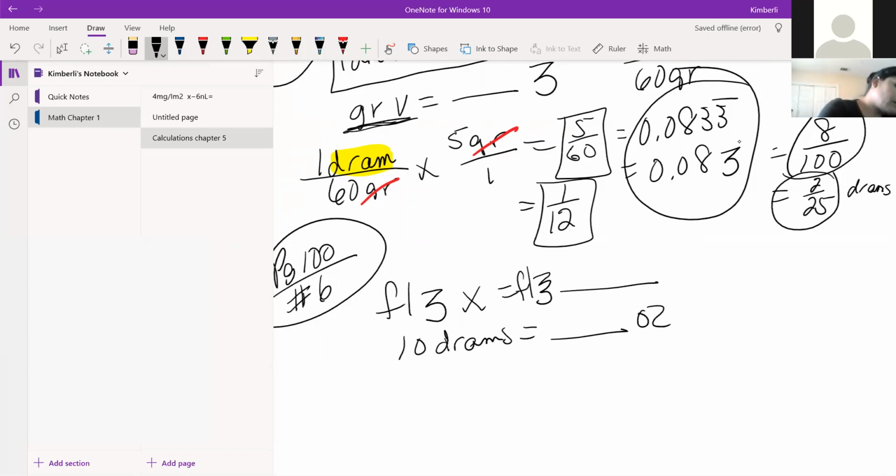Okay, so going back to our conversion equivalency on page 99, it says that there are 8 fluid drams in 1 fluid ounce. Okay, so I want to end up with ounces. So I'm going to put the 1 ounce on top and 8 drams on the bottom. And I'm going to multiply, so I don't need the equal symbol. 10 drams.